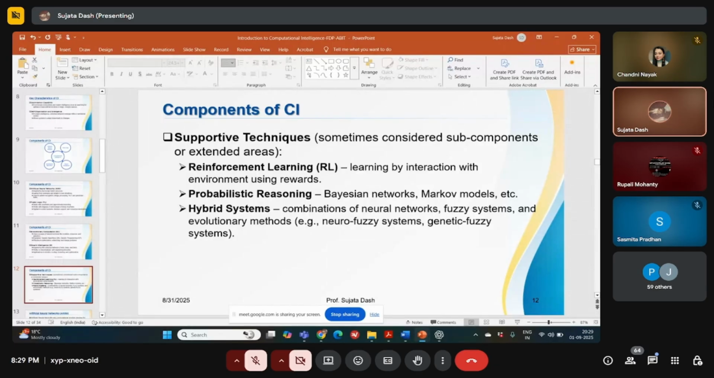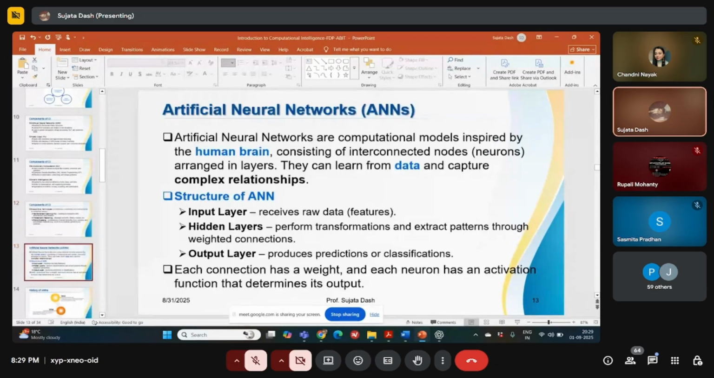Then comes, yes, now I'll take you to explain artificial neural networks in detail. I'll discuss what are the different types of neural networks we have, and even the structure of ANN and applications of ANN. So let me start with neural networks.